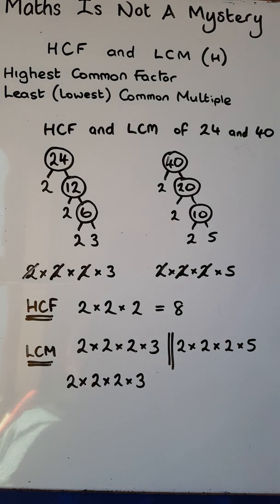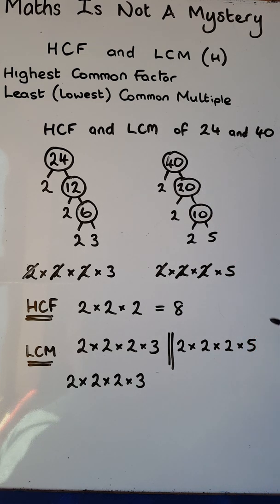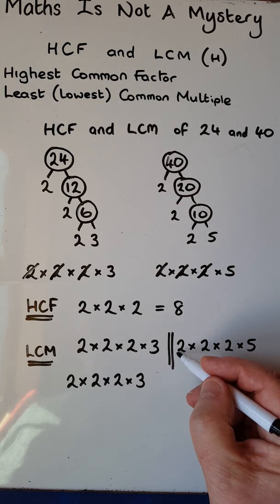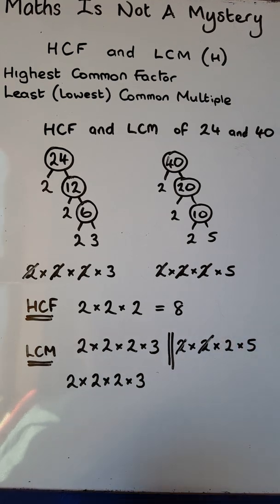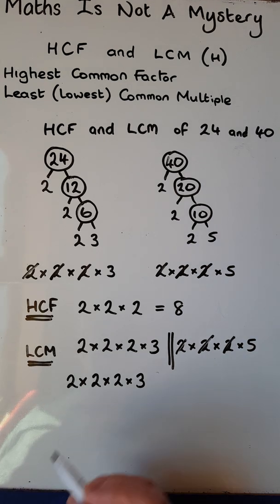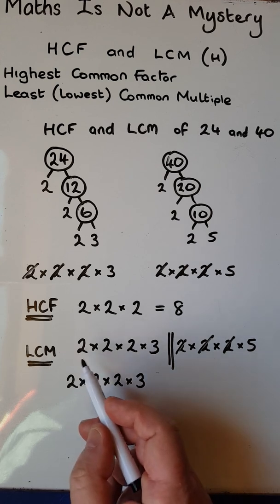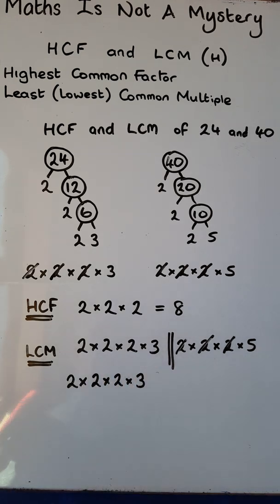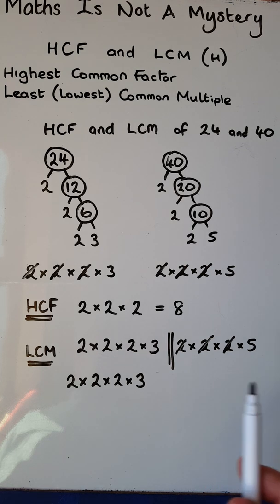And then what we do is we look at the list of prime factors for the bigger one of the two numbers, 40, and we don't reuse any numbers. So we're not going to reuse that 2 because it was already there. We're not going to reuse that 2 because it was there. We're not going to reuse that 2 because it was there. If there was another 2 here, we would use it because 3 of those 2's are already there. If there was a spare 2 at the end, we would use it because it would be additional.